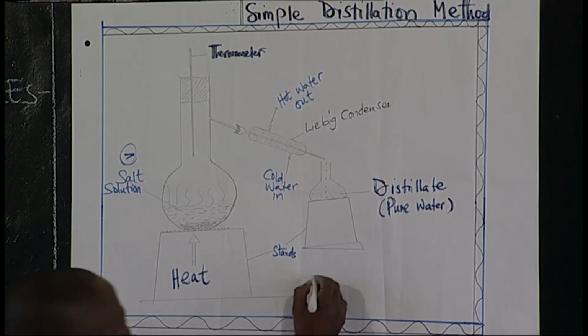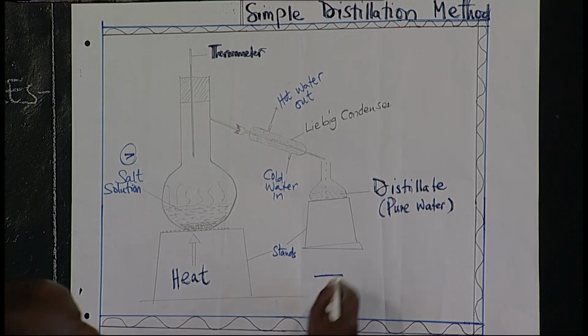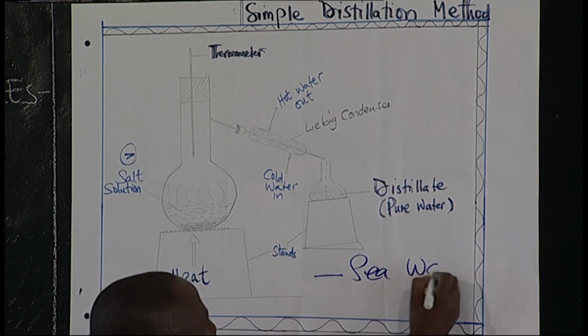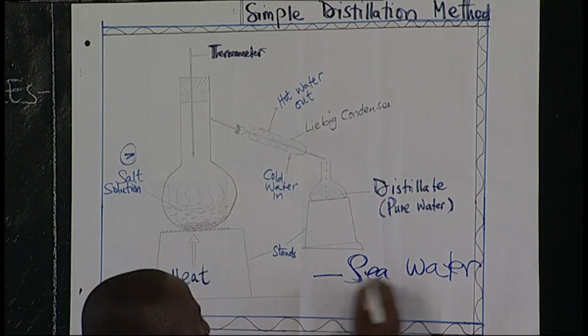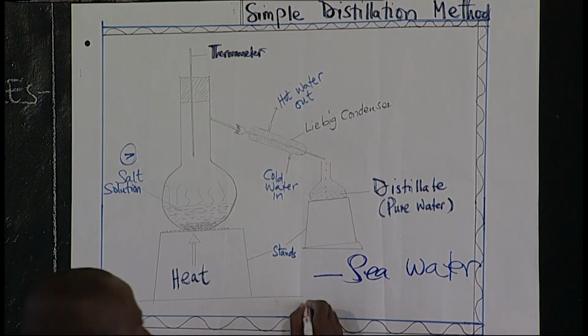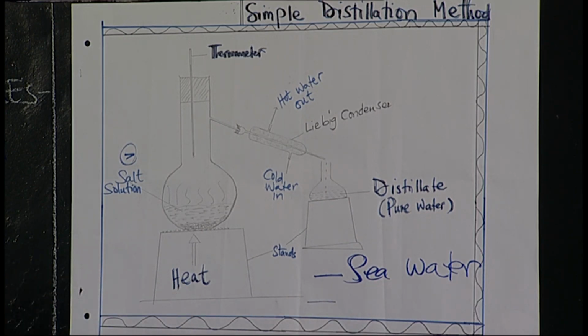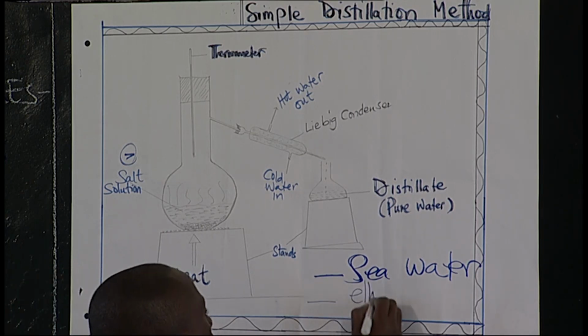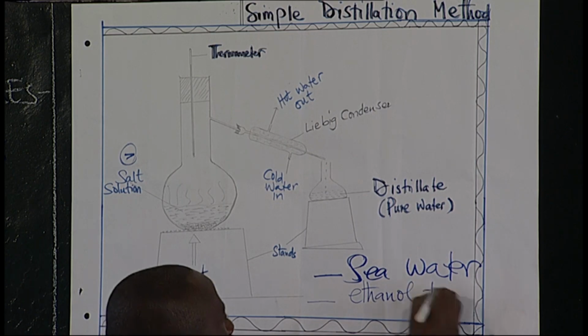So the mixture we are looking at here is sea water. You can use this method to separate the water from the salt that is dissolved in it. Before we look at the principle, another mixture that can be used in this simple distillation is ethanol and water.